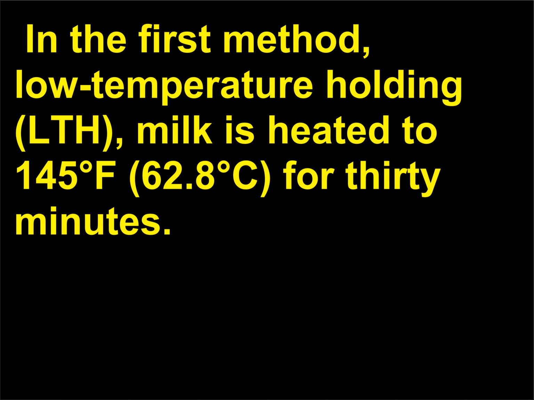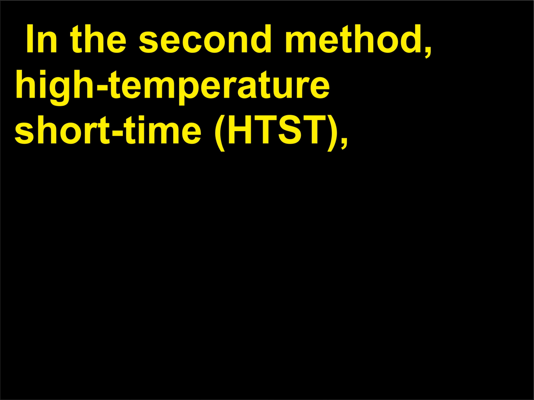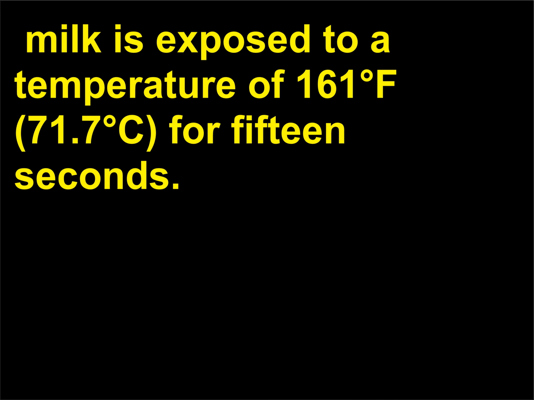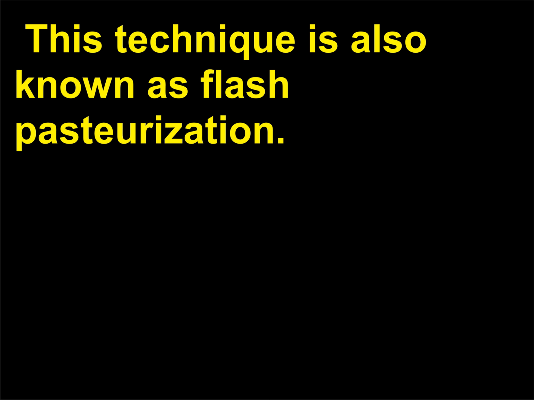In the first method, low temperature holding, LTH, milk is heated to 145 degrees Fahrenheit, 62.8 degrees Celsius for 30 minutes. In the second method, high temperature short time, HTST, milk is exposed to a temperature of 161 degrees Fahrenheit, 71.7 degrees Celsius for 15 seconds. This technique is also known as flash pasteurization.